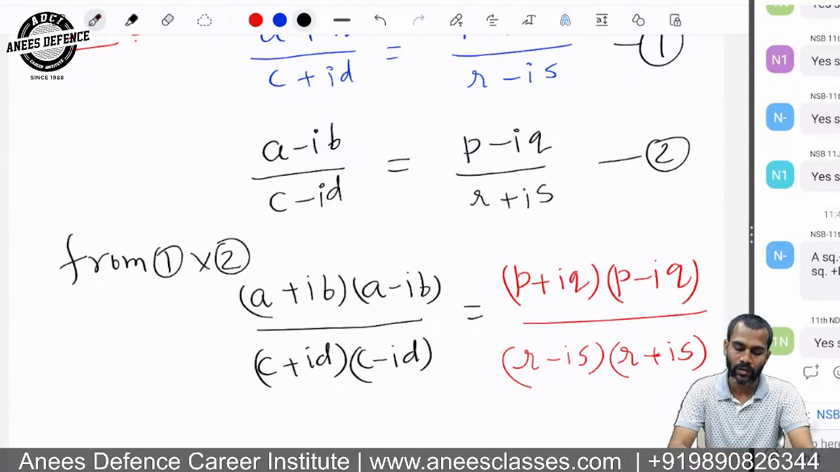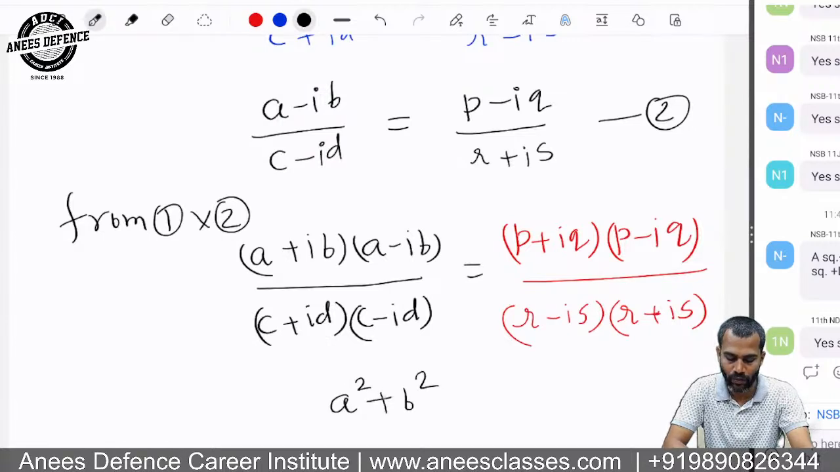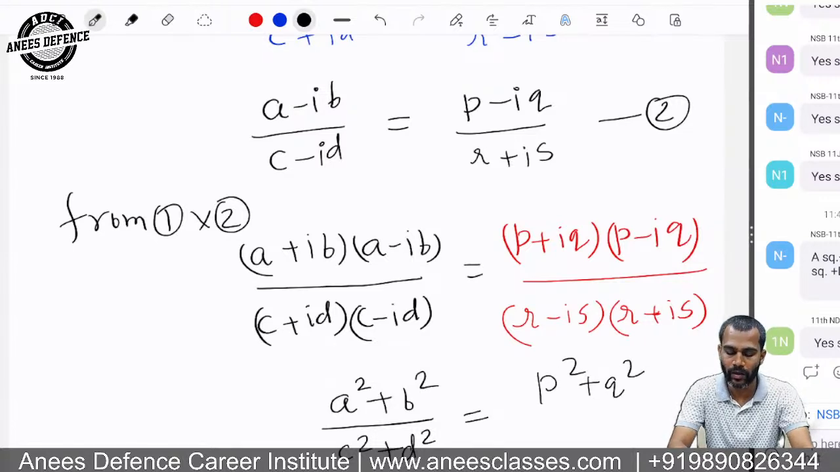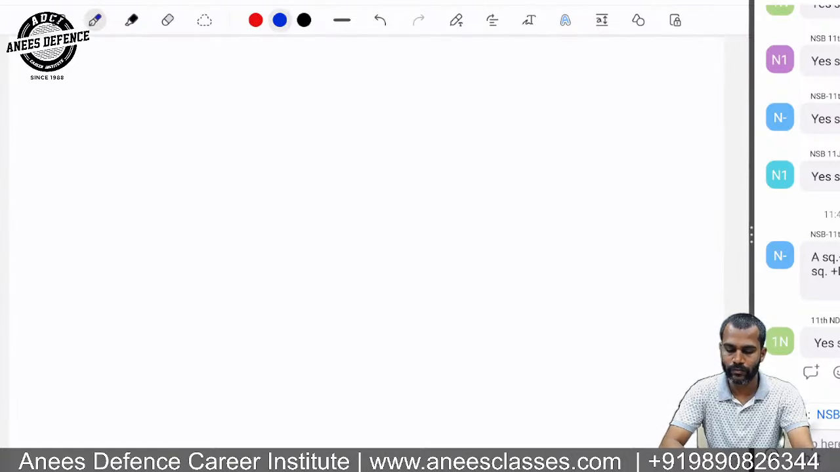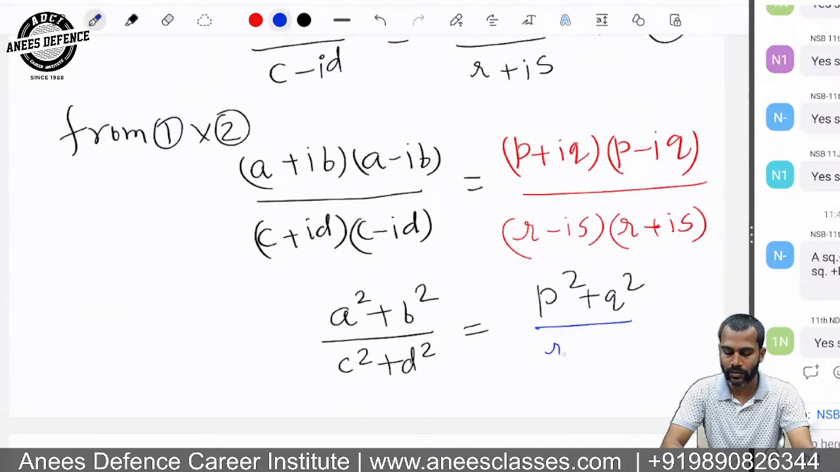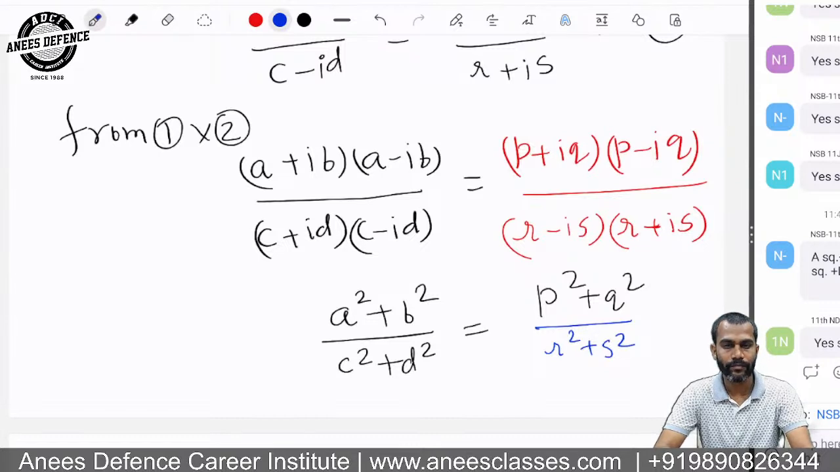Now see, we already know a plus ib into a minus ib is a square plus b square. So a square plus b square over c square plus d square is equal to p square plus q square divided by r square plus s square. Yes or no? Is there any doubt? No. Shall we move ahead? Okay.